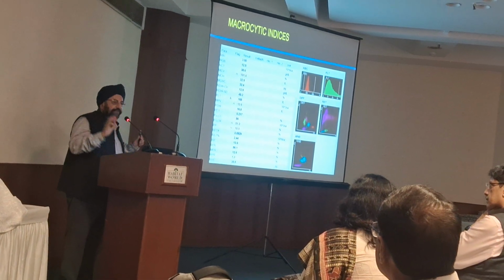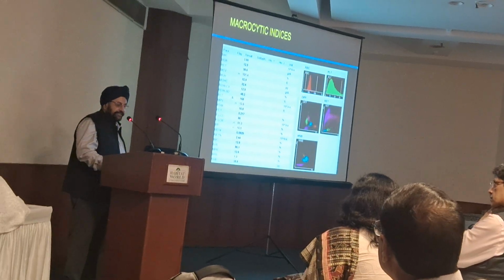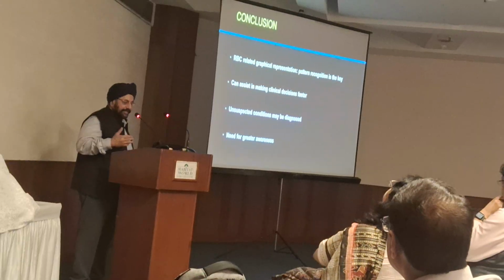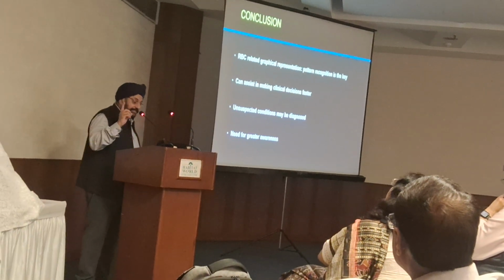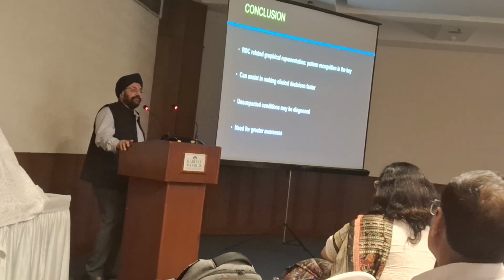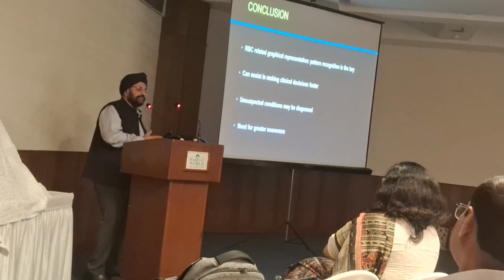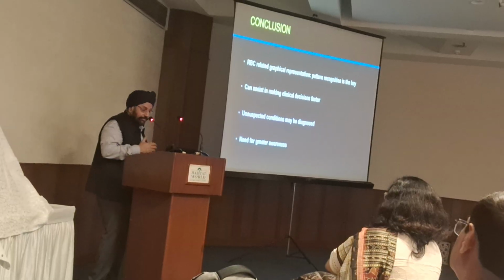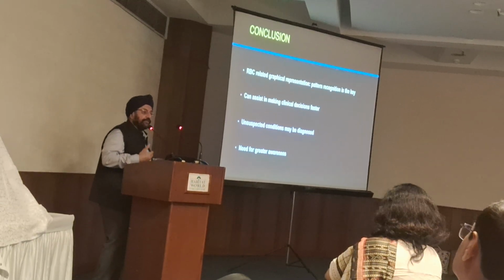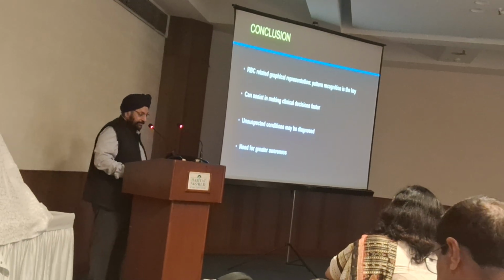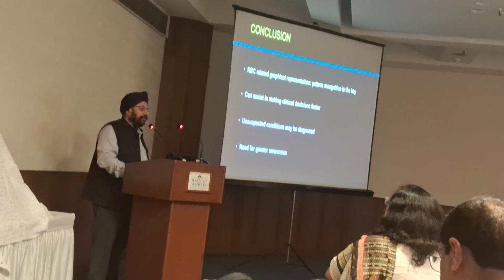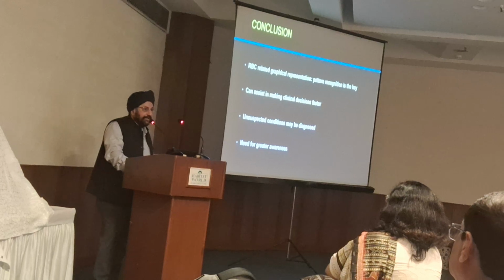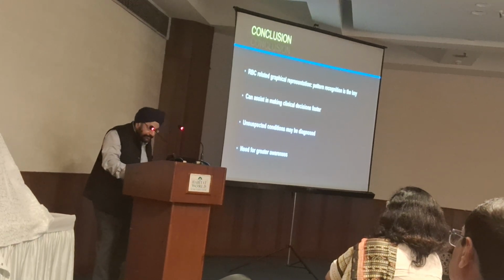So just by having a snapshot look at the optical RBC scatter plot, sometimes you are able to see a lot of things. They can assist in making clinical decision making faster. Sometimes unsuspected conditions can also be diagnosed. We have diagnosed hereditary spherocytosis just by looking at hyperchromia on the optical RBC scatter plot. So sometimes it makes you diagnose more than all the blood indices put together. And there is need for greater awareness not only amongst the pathologist, but also the technologist on the bench, because he has to ultimately bring it to the notice of the pathologist.